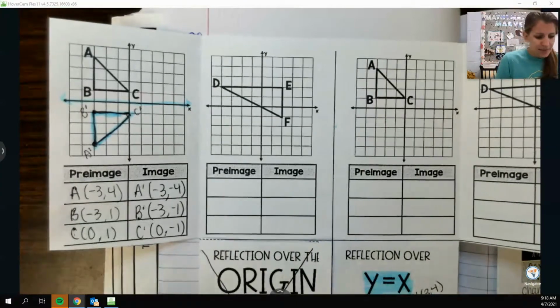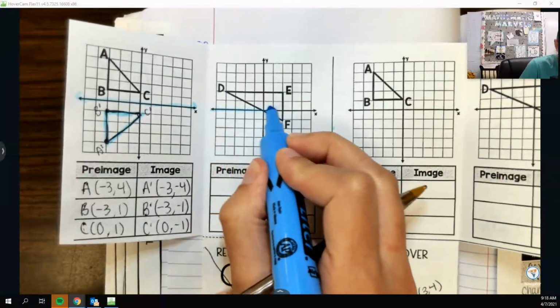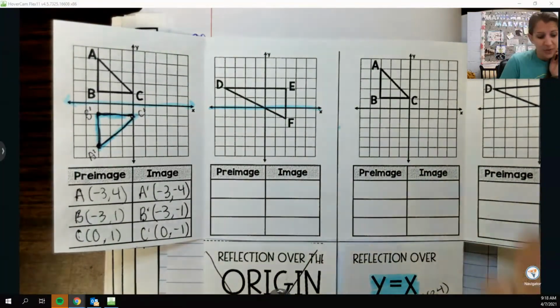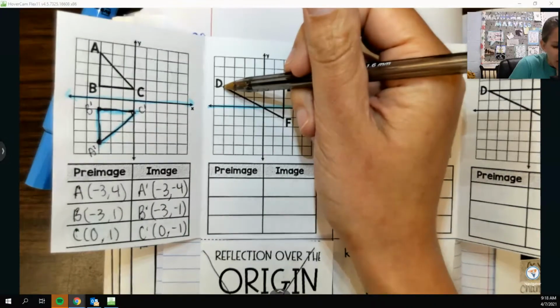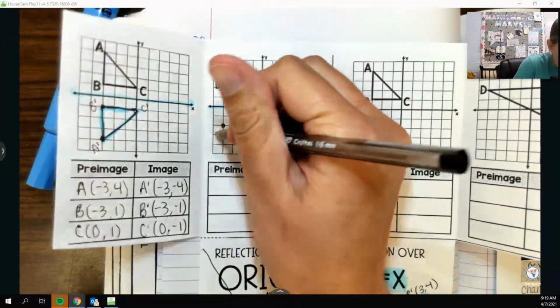Another way to think about it is if I look at this one here and I'm going to still reflect over the x-axis, rather than writing down all my points first, I can just count. Because D is 2 above, I need to be 2 below for D prime.